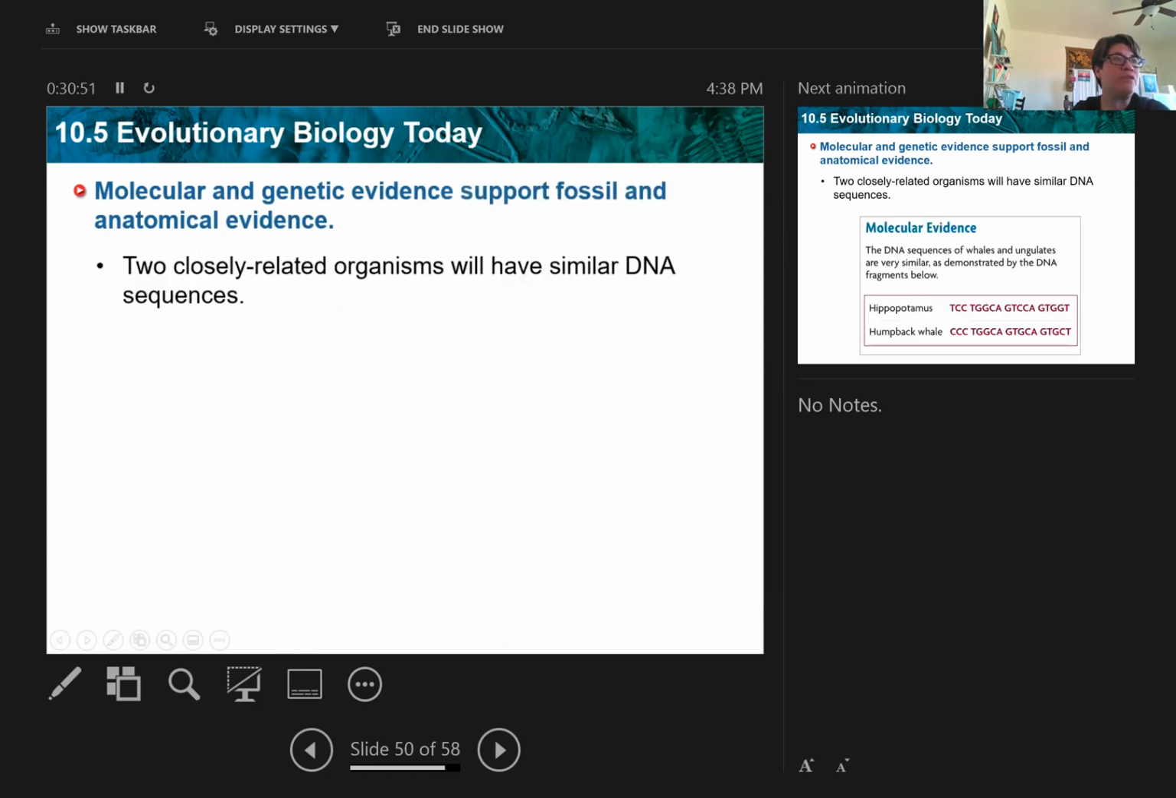We also look at molecular evidence. And so we're looking at their DNA and their genetics, just like we do with COVID-19 with those graphs I showed you. If we have two organisms that have more similar DNA, they're more closely related.